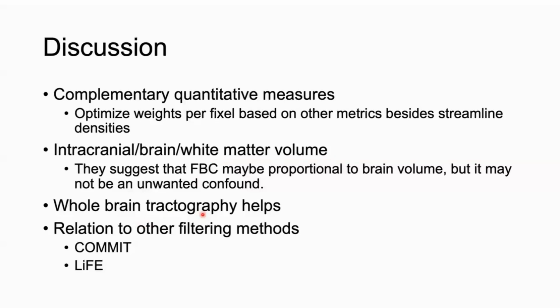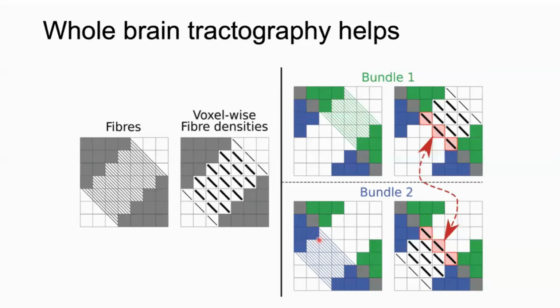I have a picture for what Jeff asked at the very beginning. And then obviously this is not the only player in town. You have COMMIT, LiFE, all of these are similar in spirit. They enforce some notion of consistency between the reference image or the imaging data and the streamline data. It's like imaging and streamline, how do you make them consistent to calibrate the streamlines, basically. So this is what Jeff was referring to.